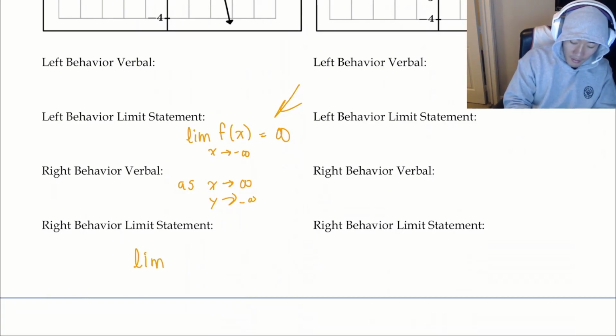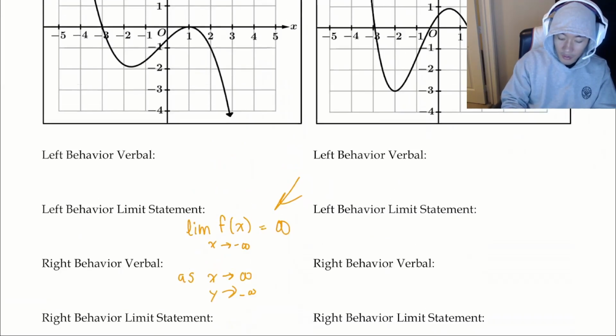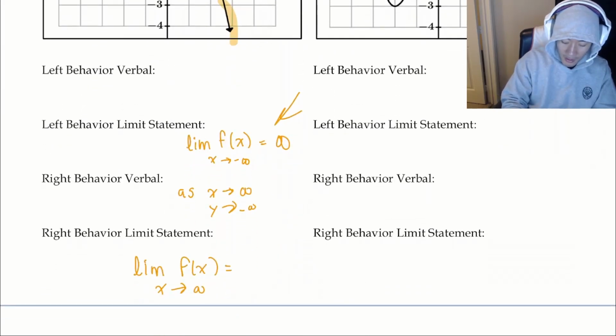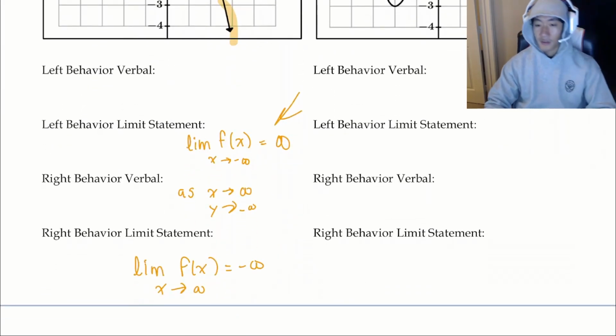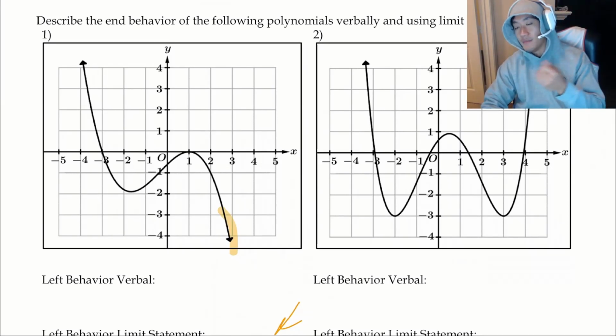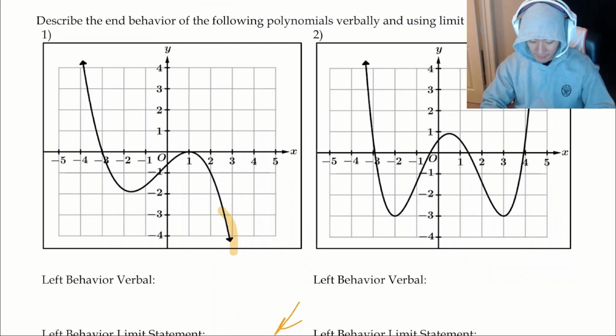The limit of f of x as x approaches positive infinity, as I go towards the right, is equal to, well, as I go to the right on this graph, it's going down, so towards negative infinity. All right, now we have one more problem. If you want to pause here and give it a shot yourself before I go through it, you can. If not, I'm just going to do it. So pause now. If not, here we go.